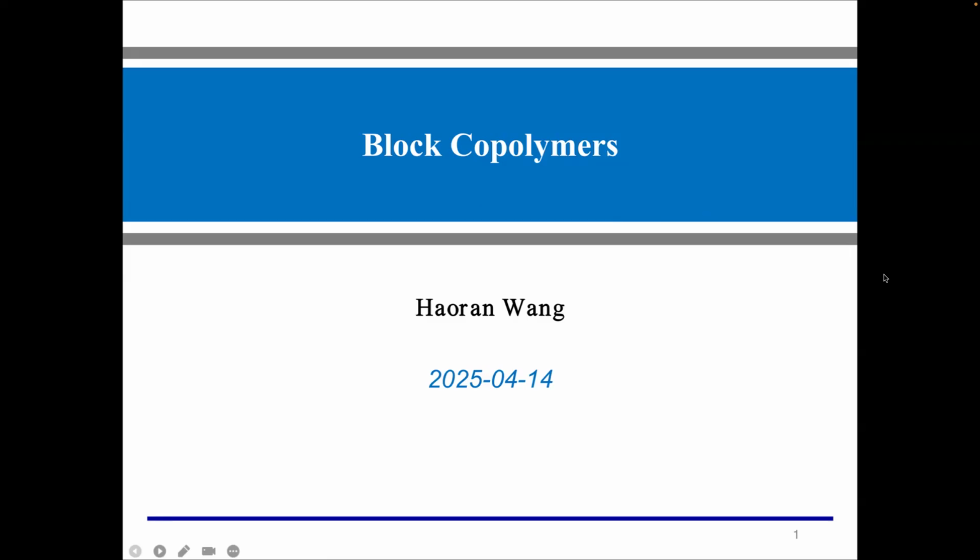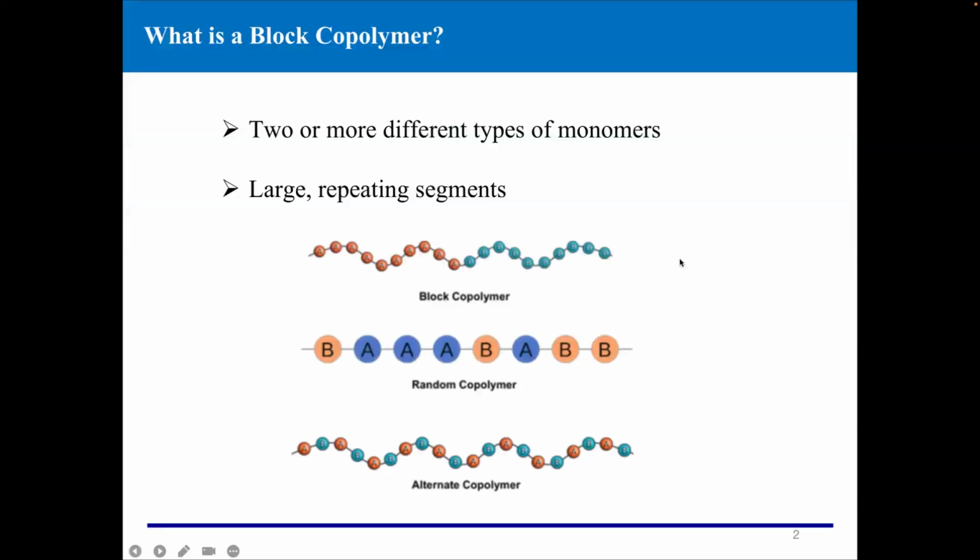Today, I want to talk about block copolymers. As we all know, in the world of polymer science, structure is everything. The way polymer chains are built directly influences their properties, such as elasticity, strength, and chemical resistance. So today we are going to talk about a very unique and interesting polymer, called the block polymer. So what is a block polymer?